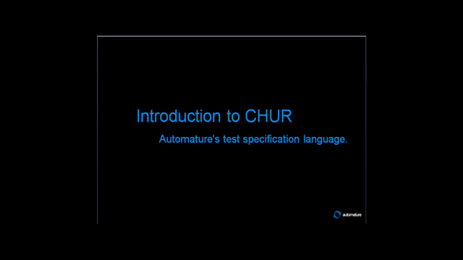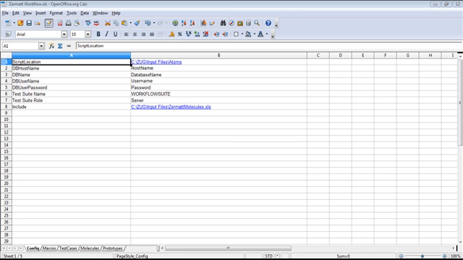This video introduces you to Chur, Automature's test specification language. Chur is spreadsheet-based and can be specified using any document editor that supports XLS files. There are 5 worksheets in a Chur file, namely config.